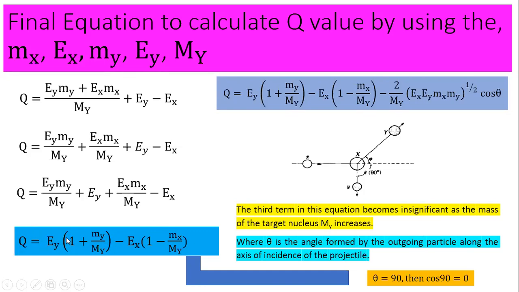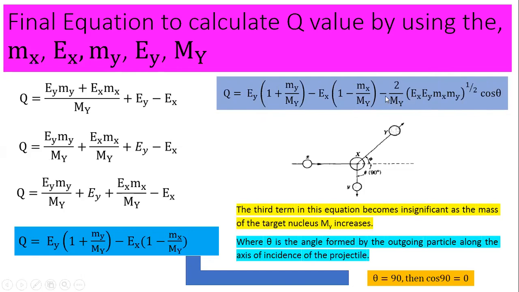So what we have done here is put the energy of the product nucleus in the equation, and we are getting the final equation to calculate the Q value. This is the extension of this equation. There are now three terms: the first and second terms we have already discussed. This is the third term, but it becomes insignificant due to two reasons.